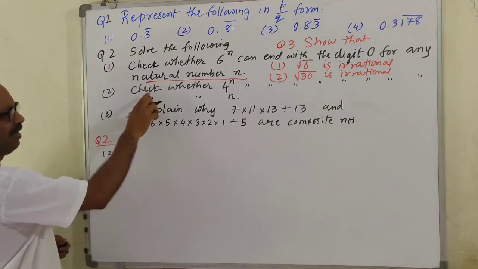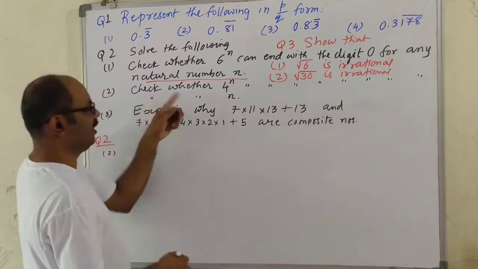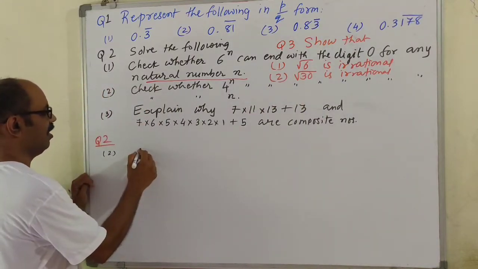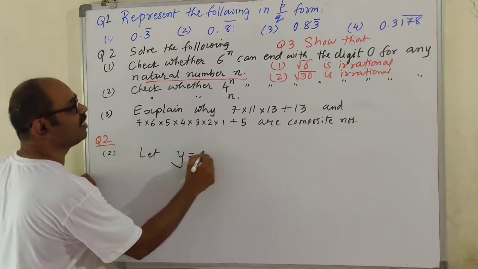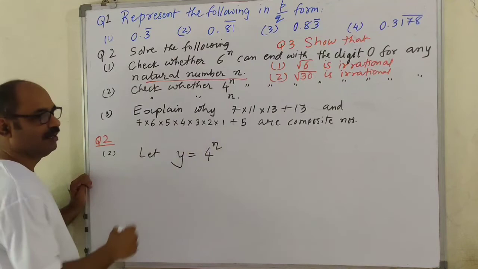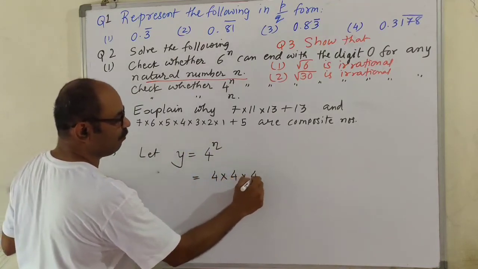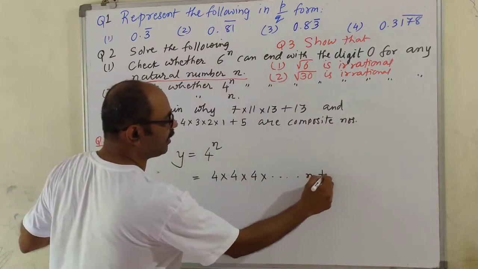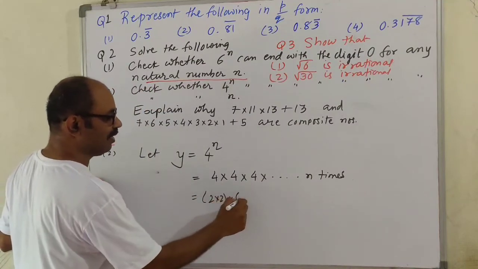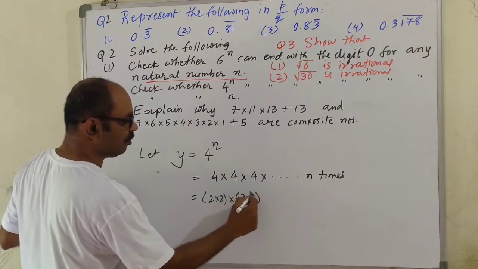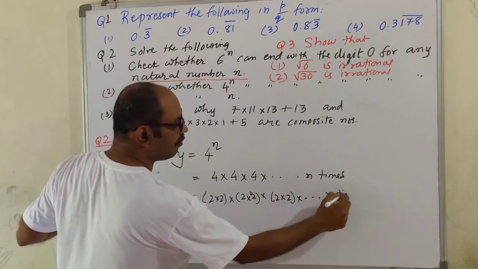What is the second one? It is a similar one. Check whether 4 raised to n can end with digit 0 for any natural number n. Okay. Let y is equal to 4 raised to n. Therefore, I'll write equal to 4 into 4 into 4 into dot dot dot, n times. Now what is 4? 2 into 2, composite number है, वो ब्रैकेट में लिखना जरा जरूरी है. 2 into 2, 2 into 2, n times.